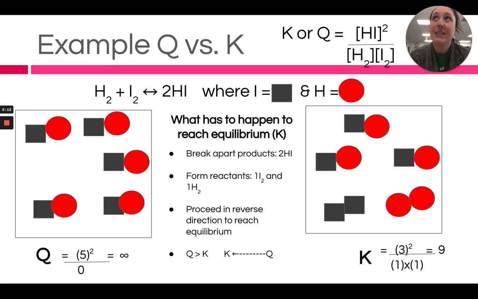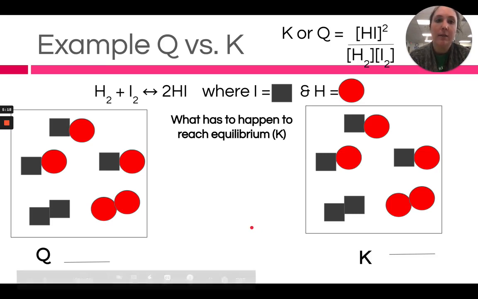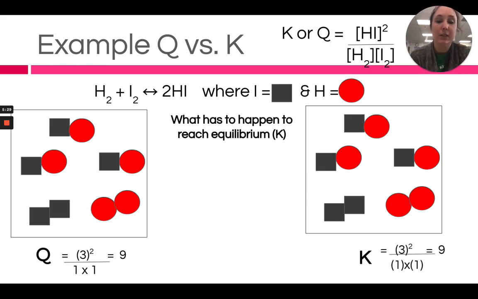All right, the last example is this one here. So again, I can look at Q and I look at K. If I calculate where Q is at here, I see that there are 3 products and 1 of each reactant. So Q is equal to 9. When I look at my K box again, K is equal to 9. So this one, nothing has to happen to reach equilibrium. We are already at equilibrium. So this case happens when Q is equal to K.